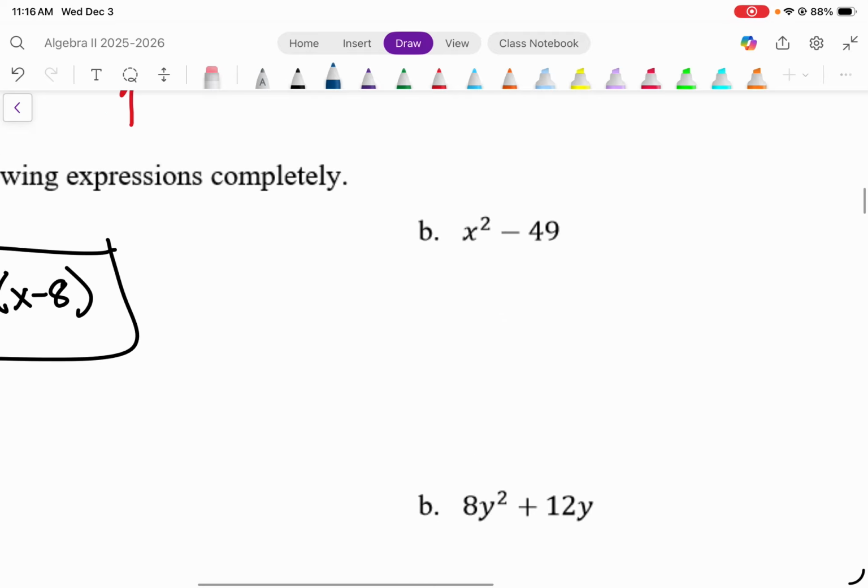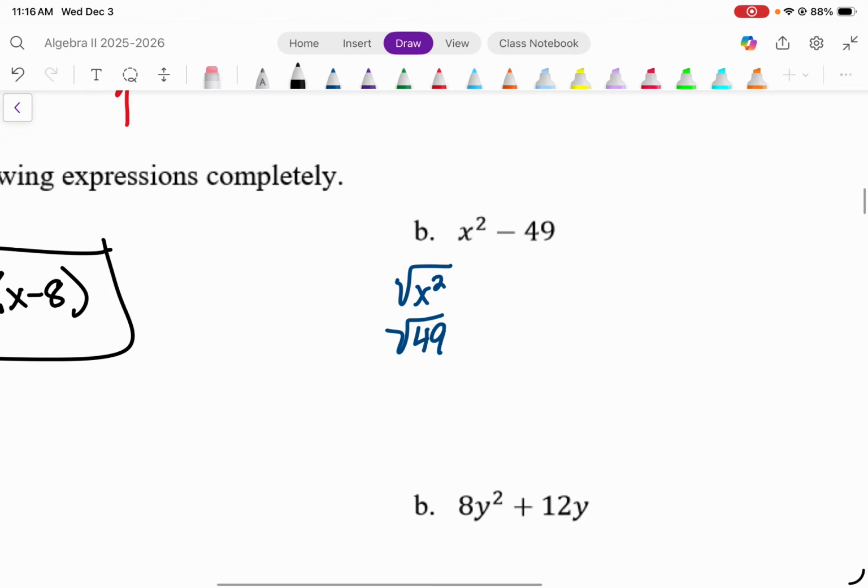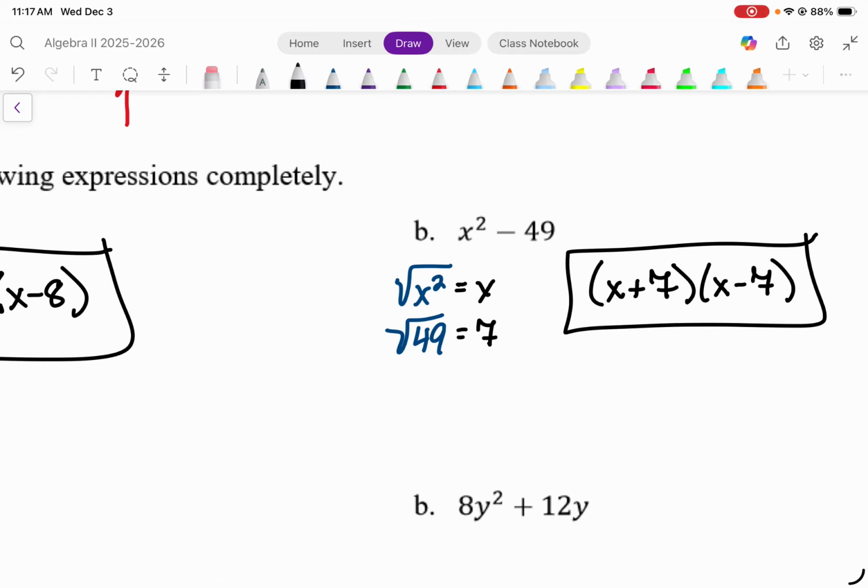Same thing for this one. We would take the square root of x squared, square root of 49. You're ignoring the negative for this. And that would give us x and 7. So we would have x plus 7 and x minus 7. And that would be our factored answer.